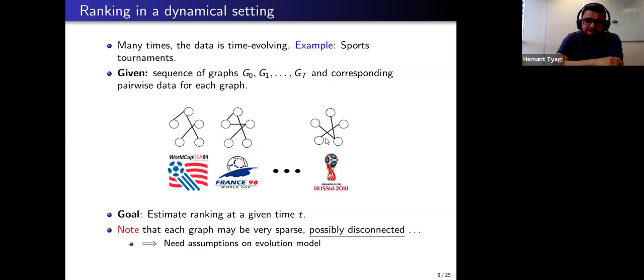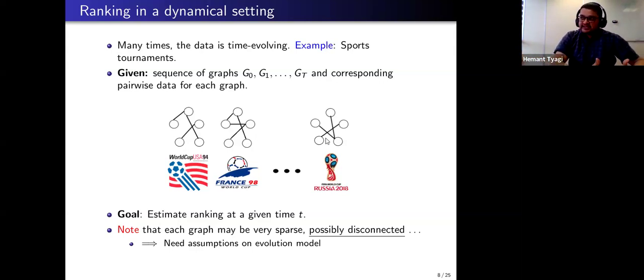Okay. And now, if you're given this sequence of graphs, and for each graph, the corresponding collection of pairwise information, the goal is to estimate the latent ranking at any given time t. And this time t need not necessarily be a grid point. Because you assume that the latent strengths are evolving in a continuous manner, this time t could be between 2 grid points as well. Okay, so the goal is to estimate the ranking at any given time point t. So point-wise estimation perhaps.